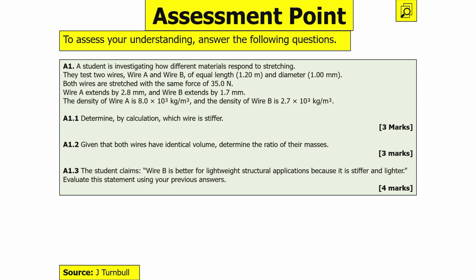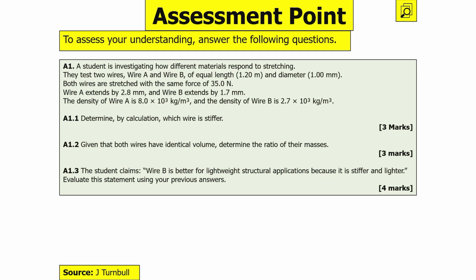The density of wire A is 8 times 10 to the 3 kilograms per meter cubed, and the density of wire B is 2.7 times 10 to the 3 kilograms per meter cubed. Determine by calculation which wire is stiffer. Given that both wires have identical volume, determine the ratio of their masses.